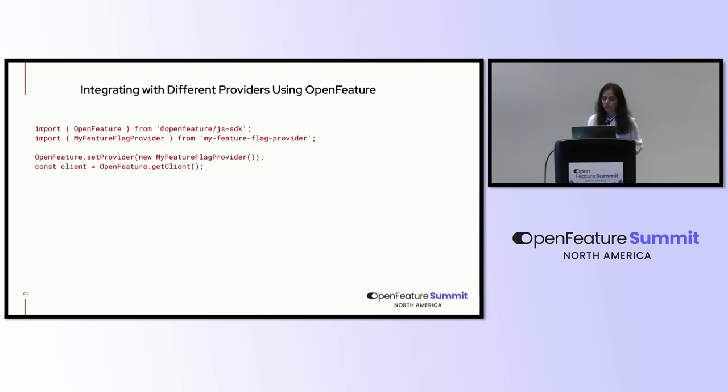Now, integrating with different providers using OpenFeature. OpenFeature is designed to work with multiple feature flagging providers, giving teams flexibility to switch providers without modifying the application code. By simply changing the OpenFeature provider, teams can use different feature flagging backends as needed, reducing vendor lock-in and providing flexibility. This is particularly useful for organizations that use different providers for different environments or applications.